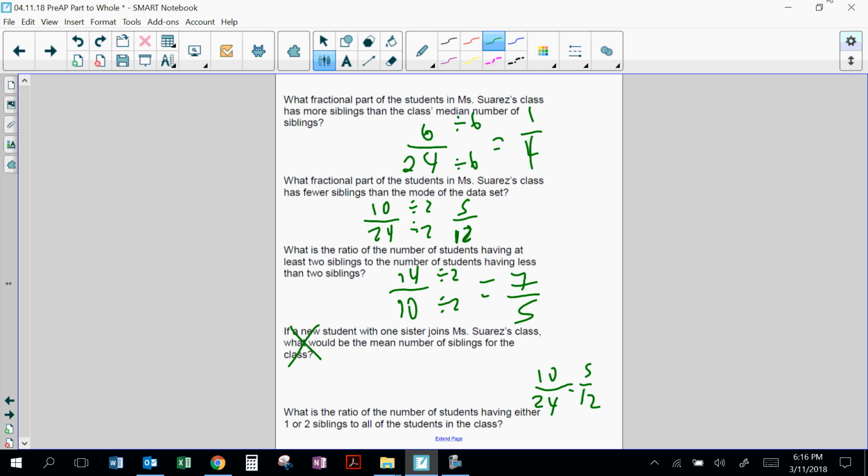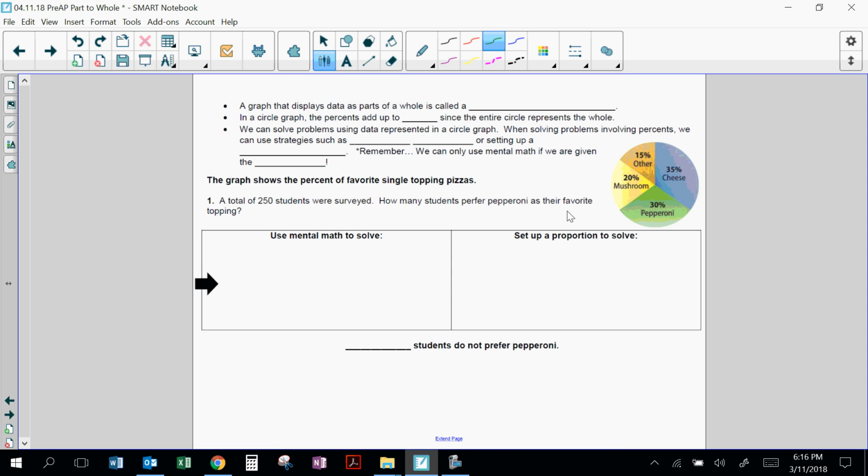All right, so now that we understand this, we have a circle graph here. So is circle graph 7th grade material? A graph that displays data as part of a whole is called a circle graph. In a circle graph, the percents add up. If I add up all of these percents, it will add up to 100 since the entire circle represents the whole.